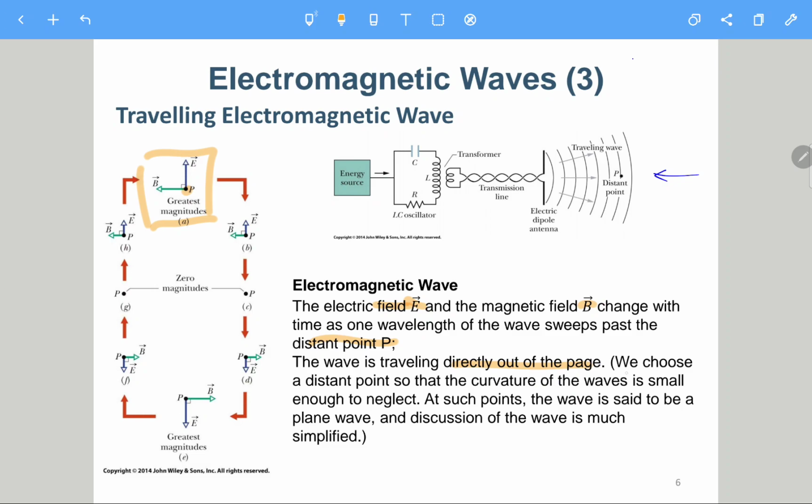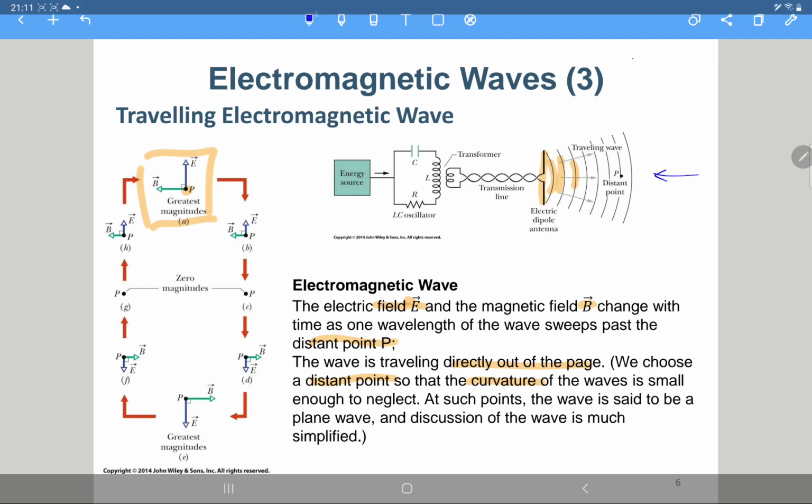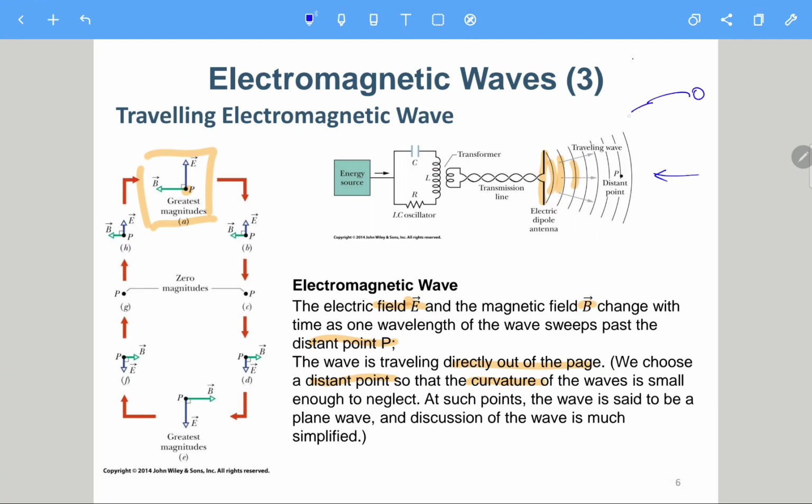Okay, so here it also mentioned that we choose a distant point so that the curvature of the wave is small enough to neglect. Because as you can see here, this is the antenna to generate the EM wave, so it is the source, and you can see the wavefront is somewhat circular, like concentric circles. It is just like when you throw a stone into a lake, you will see the wave propagating in different directions, and you can see many concentric circles as the wavefront. So this is similar to this case, although that is a mechanical wave for the water, and here it is the EM wave.